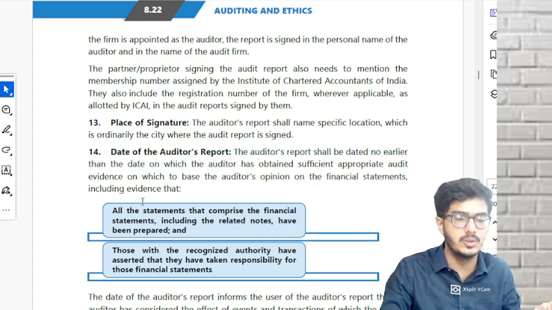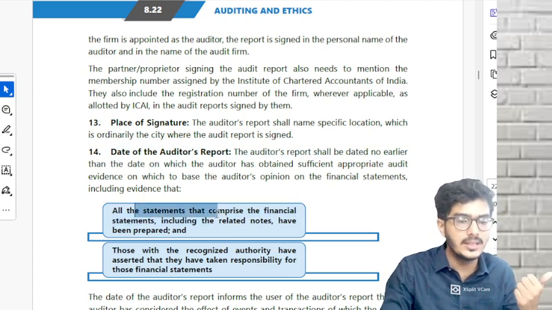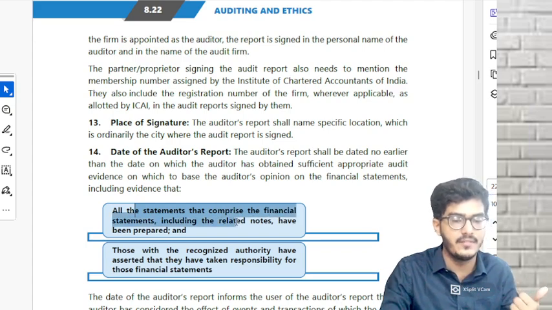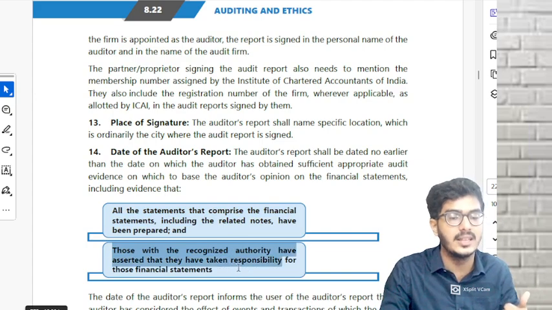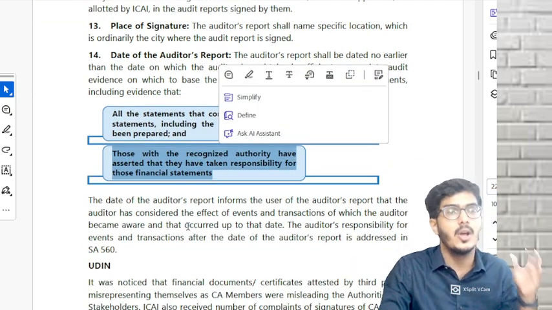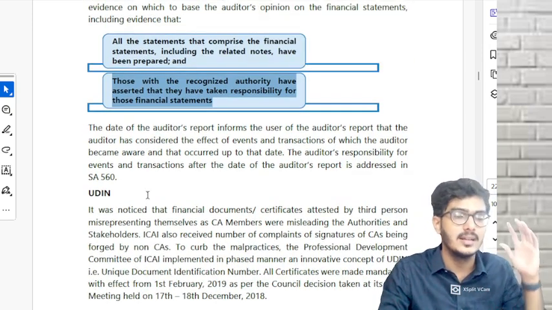Same thing they have put here also. Please sign it only once you have obtained all the sign. They have written that all the statements that comprise the FS have been received by the auditor, and those with recognized authority have asserted that they have taken the responsibility for those FS. Only once you are ready with everything, then you put the date and signature.